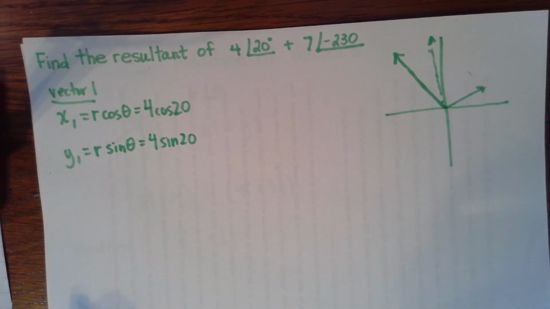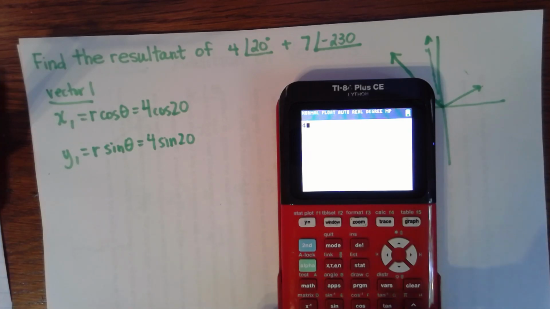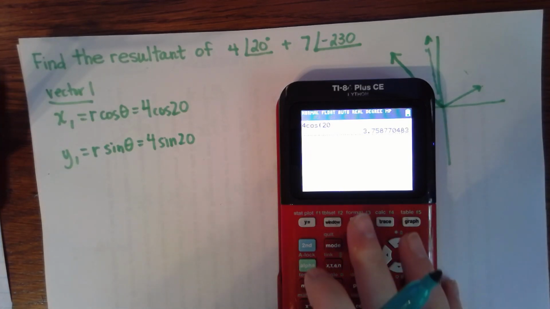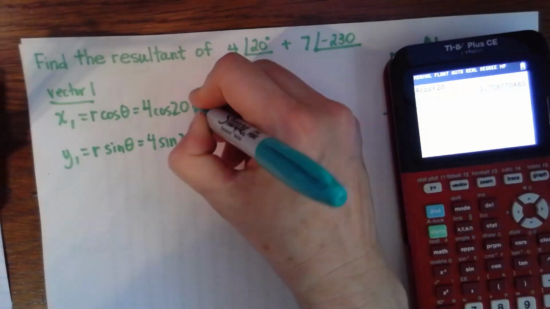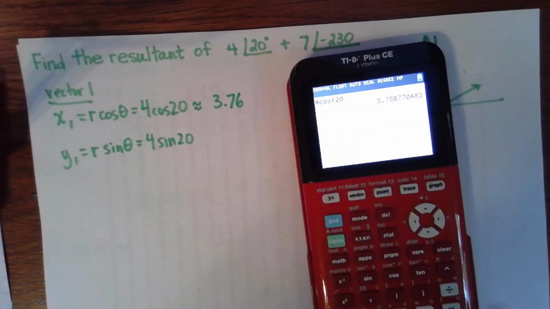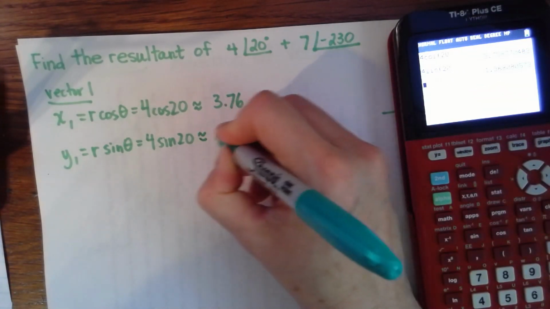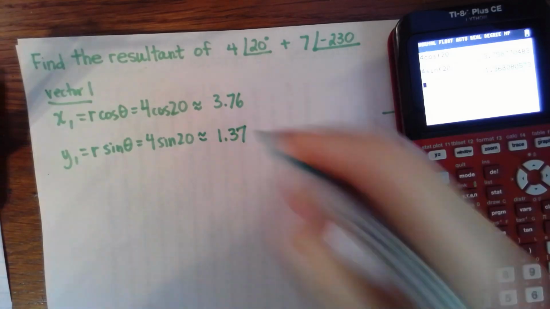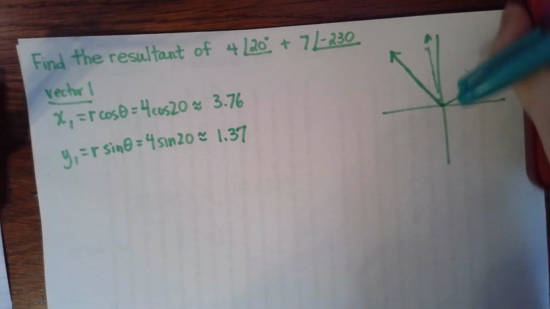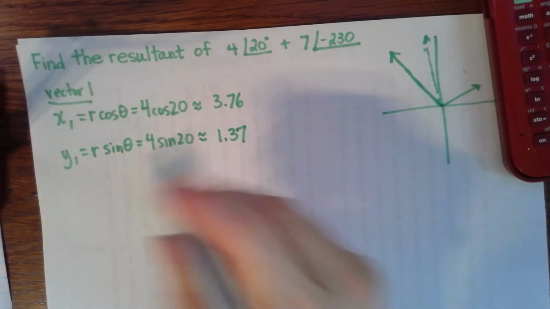Let me grab the calculator. So when we do 4 cosine of 20, we'll get about 3.76. And when we do 4 sine 20, we get about 1.37. So that's vector 1, that's this first vector. And now we'll have to look at vector 2.